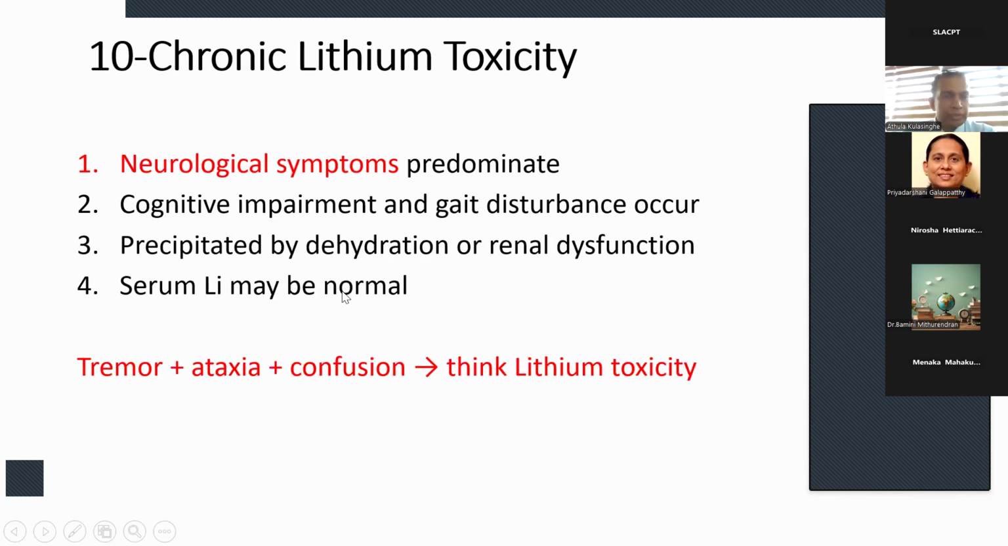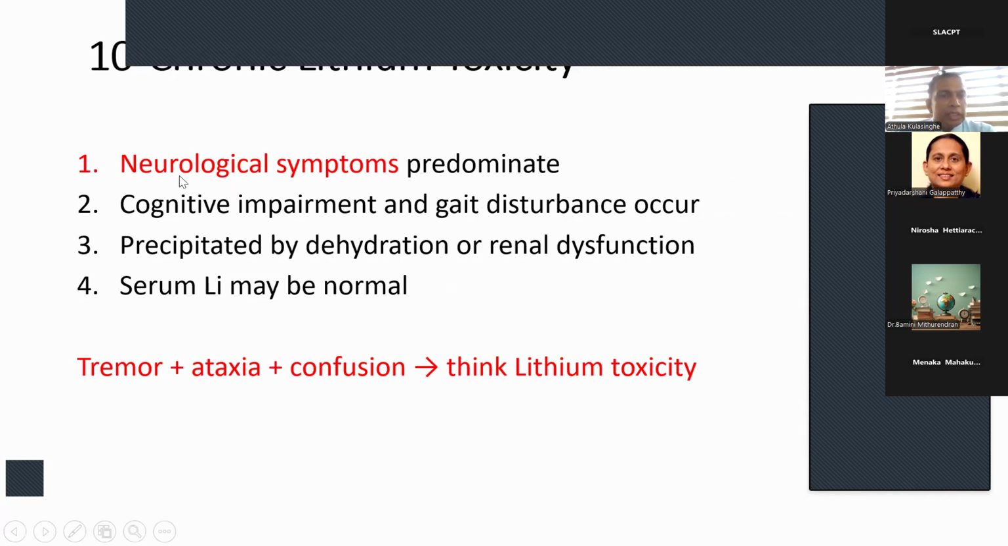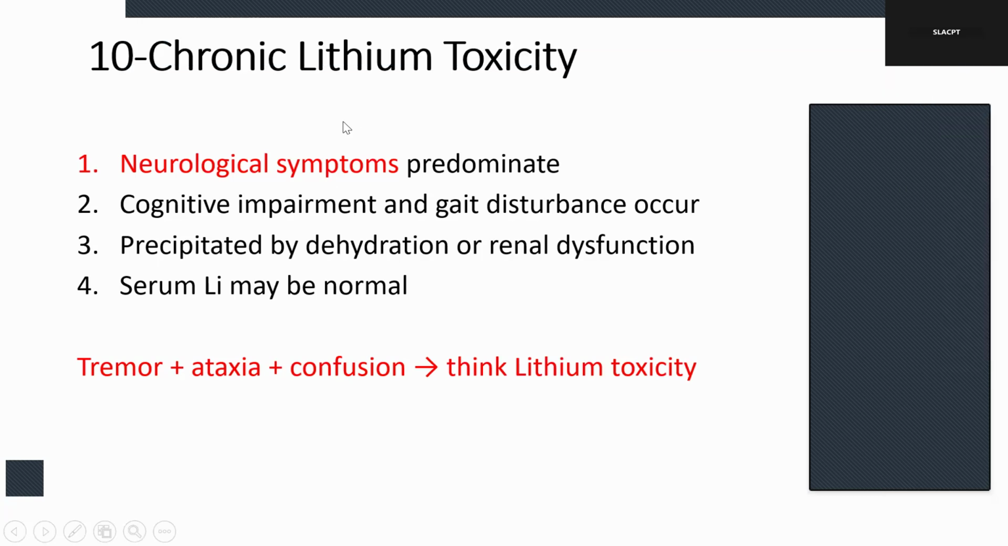Chronic lithium toxicity. Here the neurological symptoms dominate. Some patients may have persistent neurological signs, because chronic lithium toxicity over a long period of time may cause permanent brain damage. The neurological symptoms, as I mentioned, are cognitive impairment and gaze disturbances. So you must ask the patient to walk in the ward with the help of others, and by the gait you can detect some of the critical features.